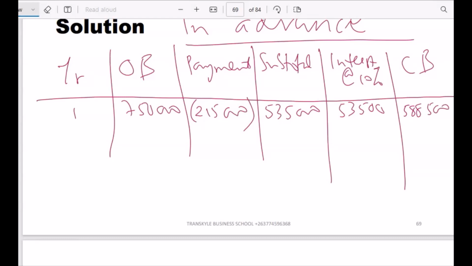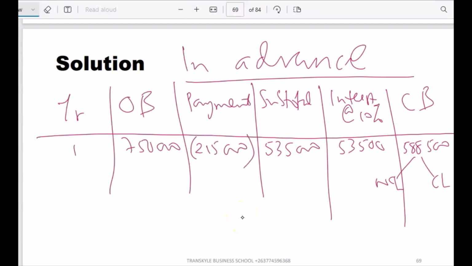Okay, but we need to understand that the closing balance here would have both the non-current liability and the current liability. So how do we then separate the current and non-current liabilities? We need to be very systematic. For us to do that, we need to work out the year 2 figures. However, since this is an advance situation, the year 2 figures are not important. We can simply determine the current and non-current liabilities by using logic.